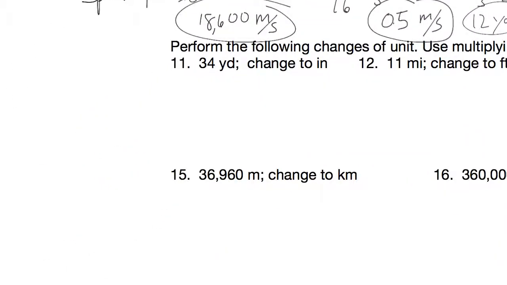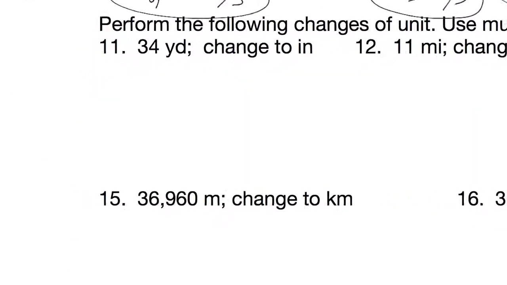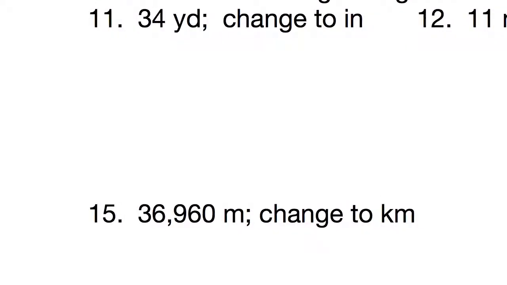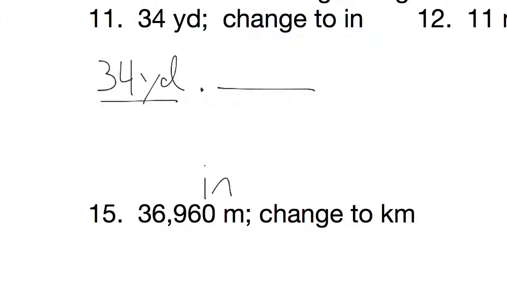Alright, perform the following changes of unit. Use multiplying by 1. So we're going to change 34 yards into inches. 34 yards, we're going to multiply it by something, and in the end, the answer is going to be in inches. Well, what we have to do is change that into a fraction. We want to cancel out the yards. So in order to arrange it that the yards get canceled out, we're going to put 1 yard in the bottom. Why is it in the bottom? Because we want it to cancel out the yards that are in the top.